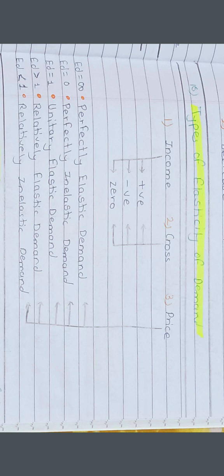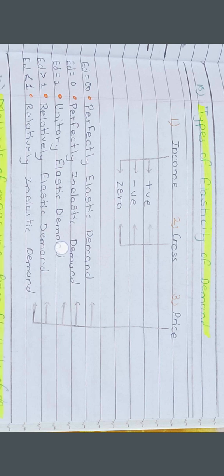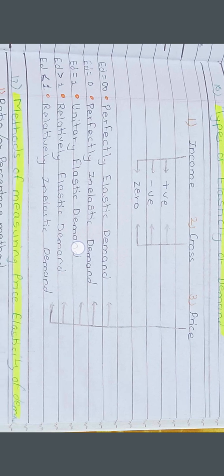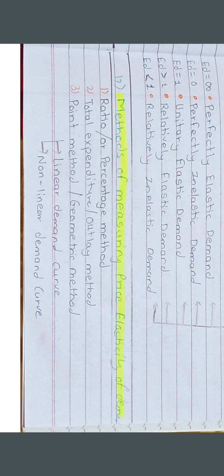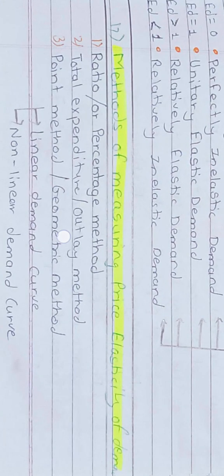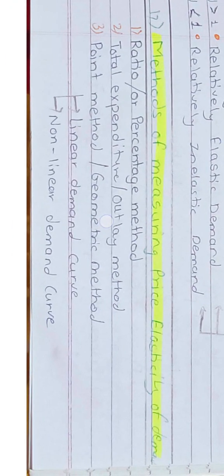And price elasticity of demand contains perfectly elastic demand, perfectly inelastic demand, unitary elastic demand, relatively elastic demand, and relatively inelastic demand. Now let's see the methods of measuring price elasticity of demand. First is ratio or percentage method. Second is total expenditure or outlay method. And third is point method or geometric method, which contains linear demand curve and non-linear demand curve.